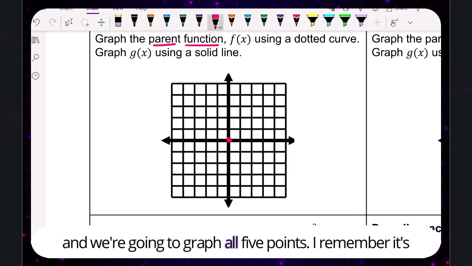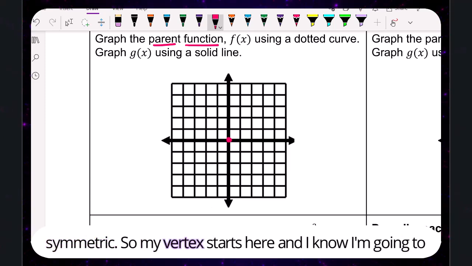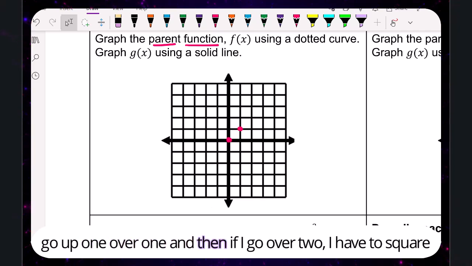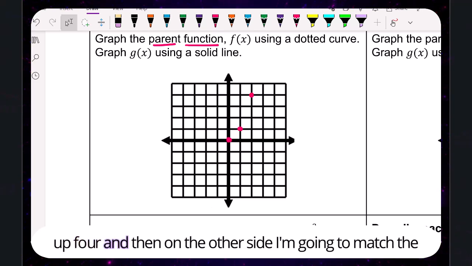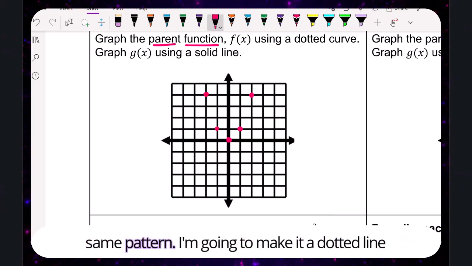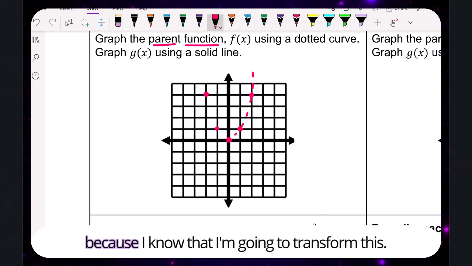And we're going to graph all 5 points. And remember, it's symmetric. So my vertex starts here, and I know I'm going to go up 1 over 1. And then if I go over 2, I have to square that number. So over 2, up 4. And then on the other side, I'm going to match the same pattern. And I'm going to make it a dotted line because I know that I'm going to transform this.